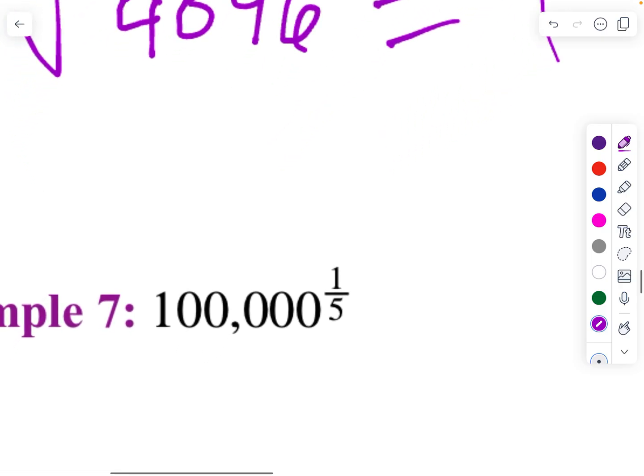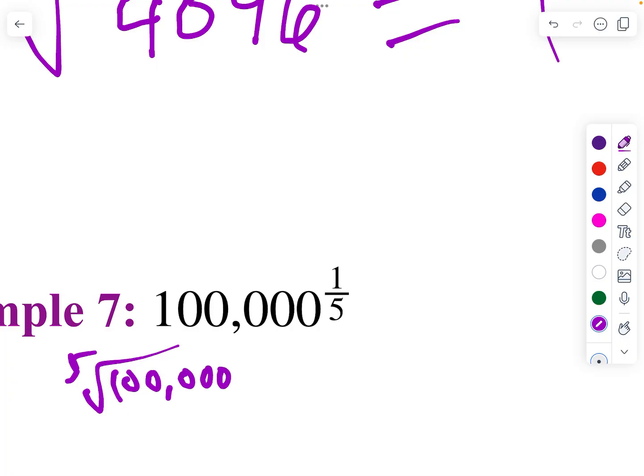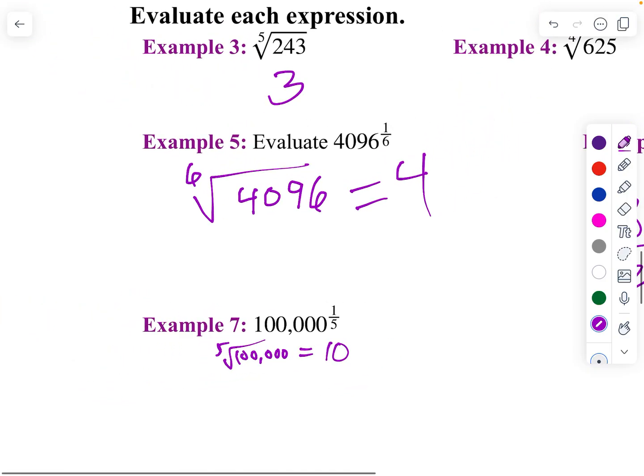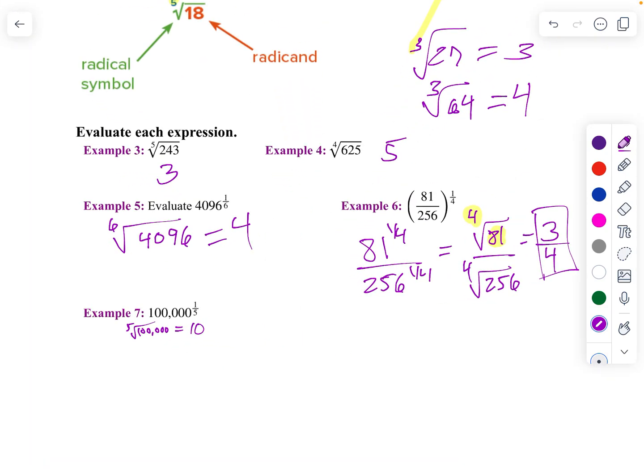How about example 7? There's a shortcut here. The 5th root of 100,000. Notice there are 5 zeros. So that's 10, because 10 to the 5th power means I have 5 zeros, so that's my answer. If you count the number of zeros and you take that root, that's how many you'll have.